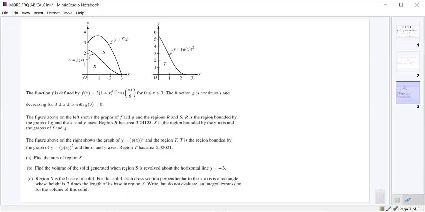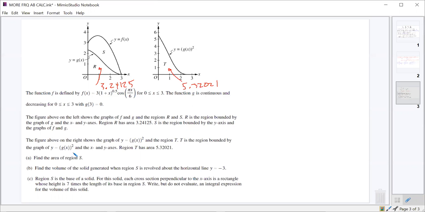The second one here, we're given a function f of x, another function g of x, and another g of x squared. So f of x, they actually give us the function. G of x, they don't. They do give us the area of region R, though, as 3.24125, and they give us the area of region T as 5.32021. And then the first thing they ask us is to find the area of region S.